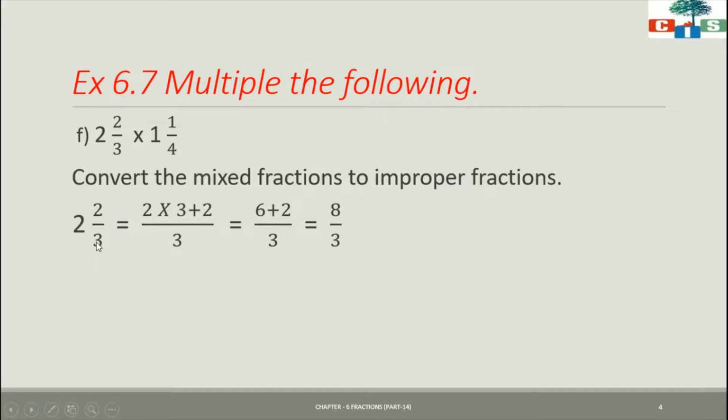So 2 multiplied by 3, plus 2 by 3. We have to keep the denominator as it is. So 2 3s are 6, plus 2 by 3. So 6 plus 2 is 8. So 8 by 3.